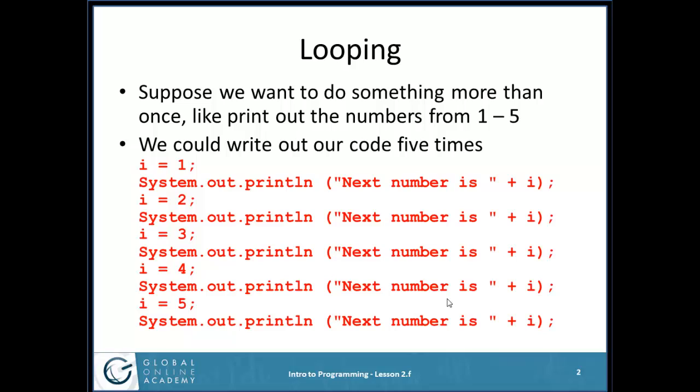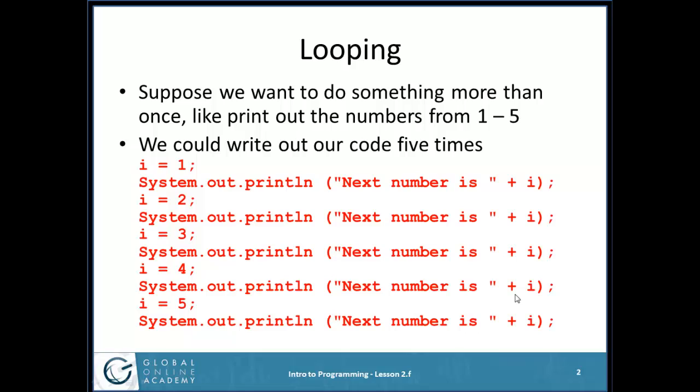We could repeat the code every time. We could do something like i equals 1, System.out.println, the next number is i. Then i equals 2 and do it again. Then i equals 3 and do it again. Obviously, this is tedious when I'm doing it 5 times, and it's impossible if I'm doing it for all 1 million Visa card account holders.